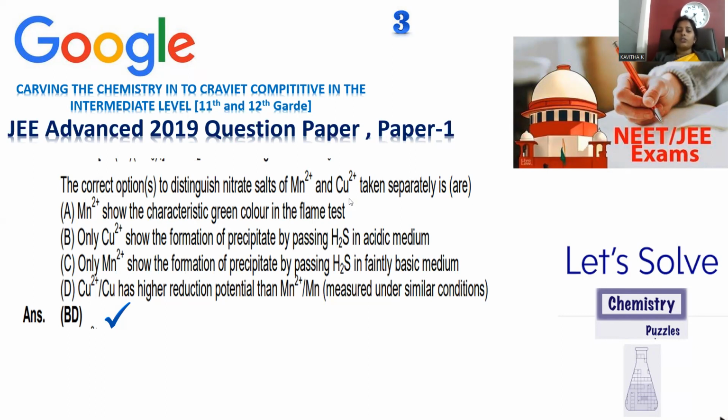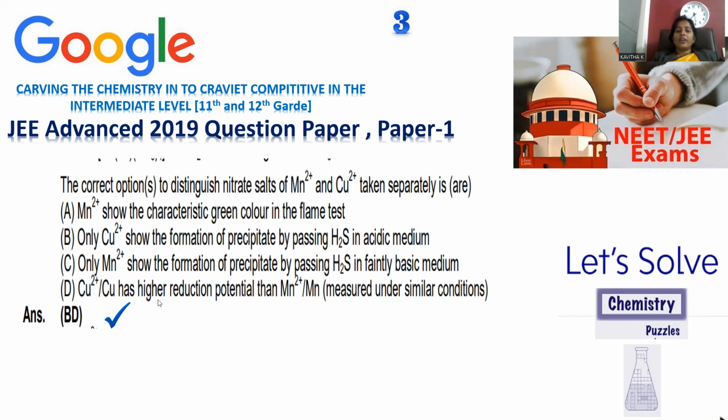According to this identification, let's see what we are doing. Mn2+ shows a characteristic green color in the flame test; we have to identify whether it is correct or wrong. Only Cu2+ shows the formation of a precipitate by passing H2S under acidic medium. Only Mn2+ shows the formation of a precipitate by passing H2S under faintly basic medium. H2S is called dihydrogen sulfide, a rotten-egg smelling gas.